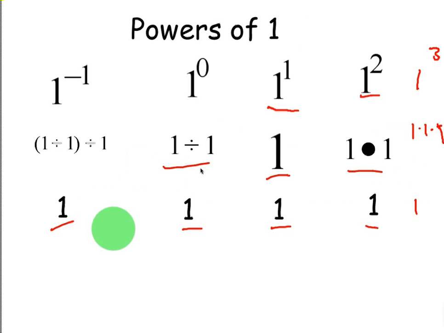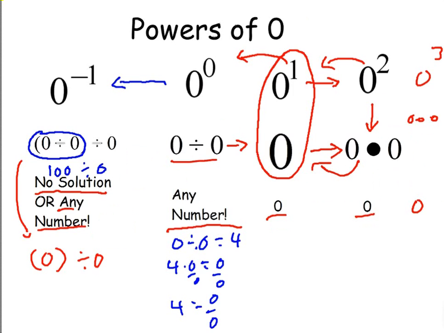Now, the reason I'm going down to 1 is because I want to talk about 0, right? So we went from 3 to 2 to 1. Next, we'll look at 0. So bear with me as I explain powers of 0. Obviously, no matter how many times you multiply 0, you get 0 back, right? So let's just start with the obvious. 0 cubed would be 0 times 0 times 0, which is 0. 0 squared would be 0 times 0, which is 0. 0 to the first would be 0. 0 to the 0 would be 0 divided by 0.